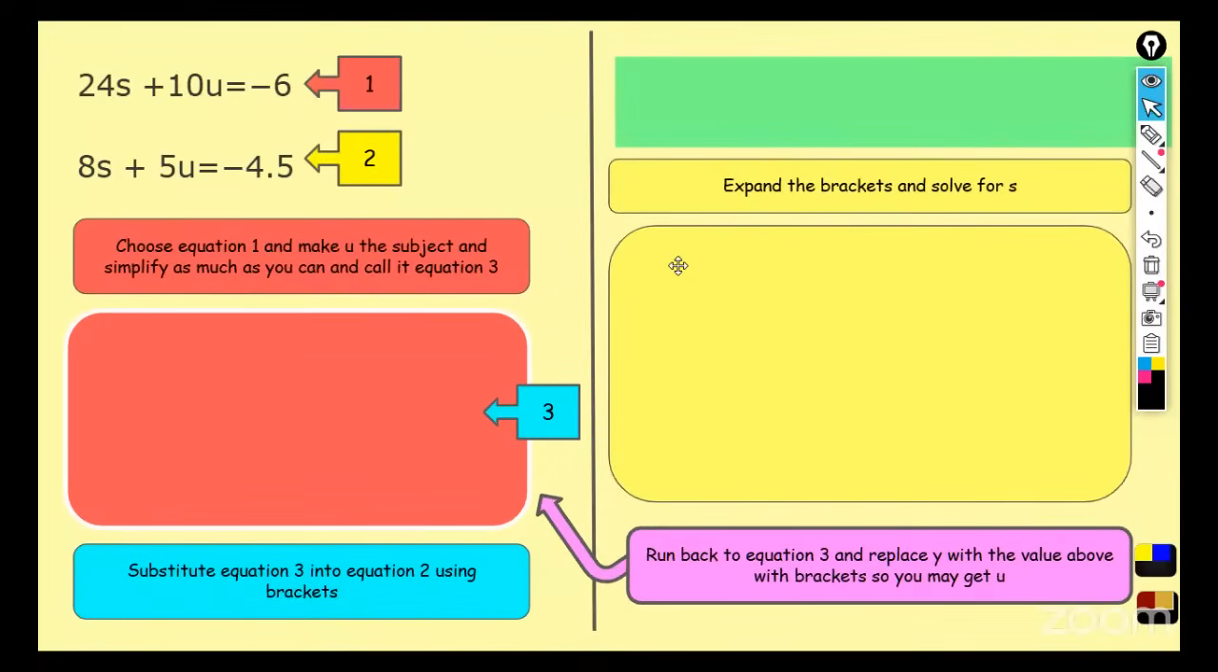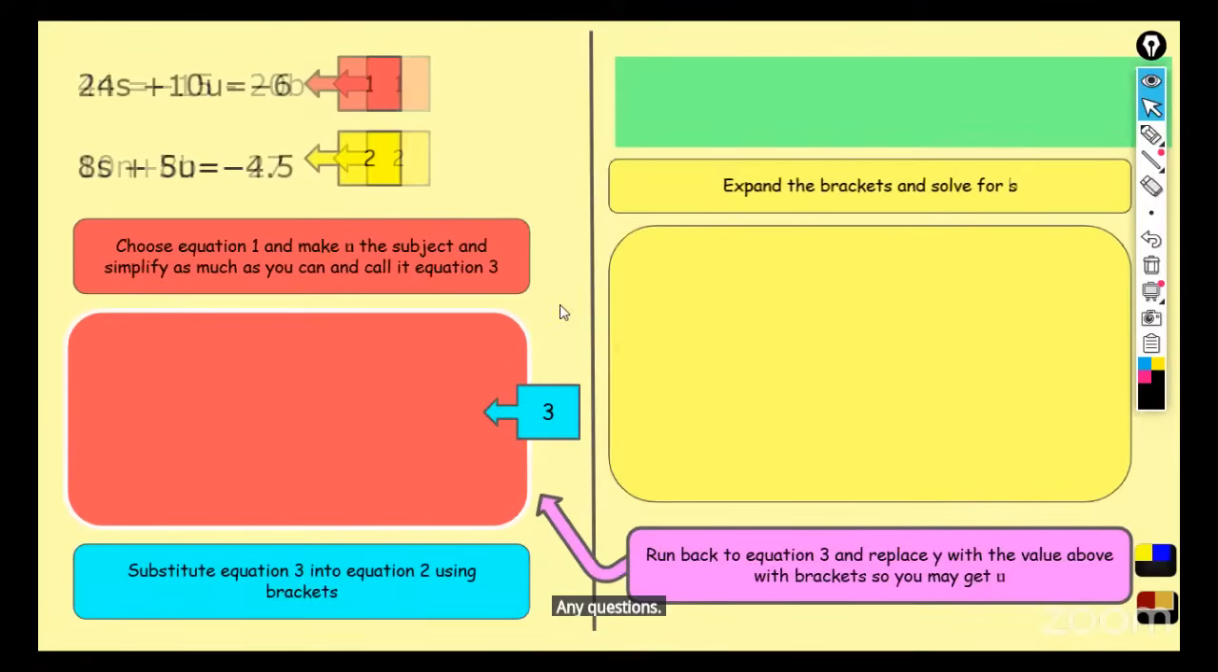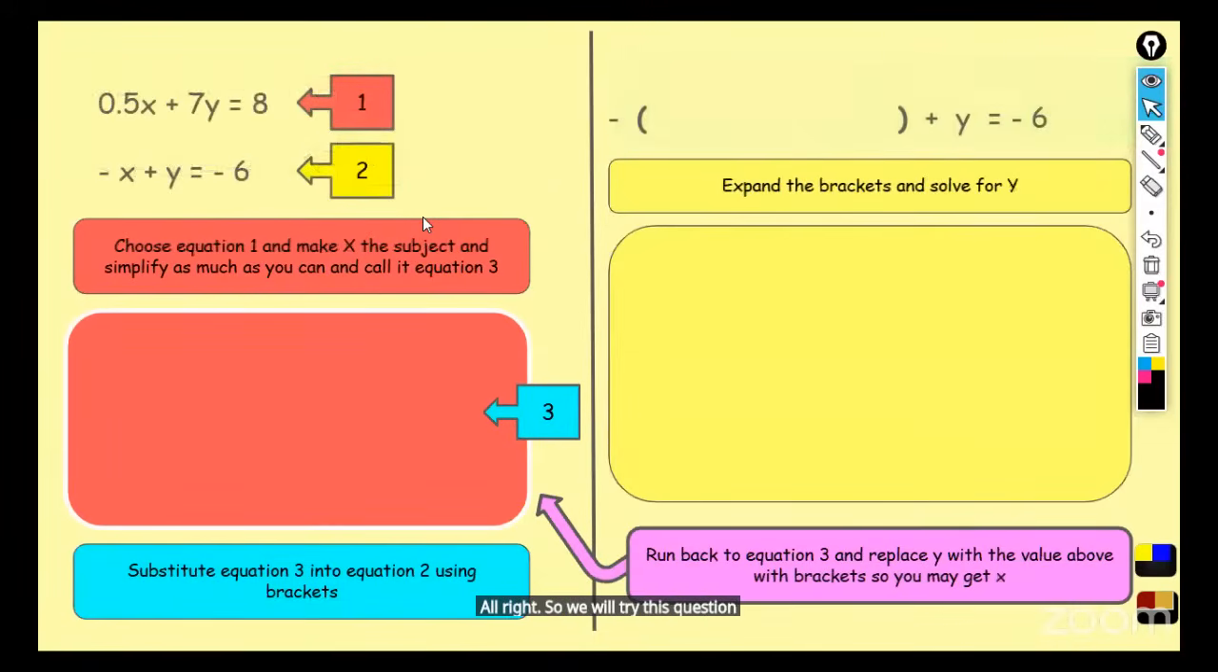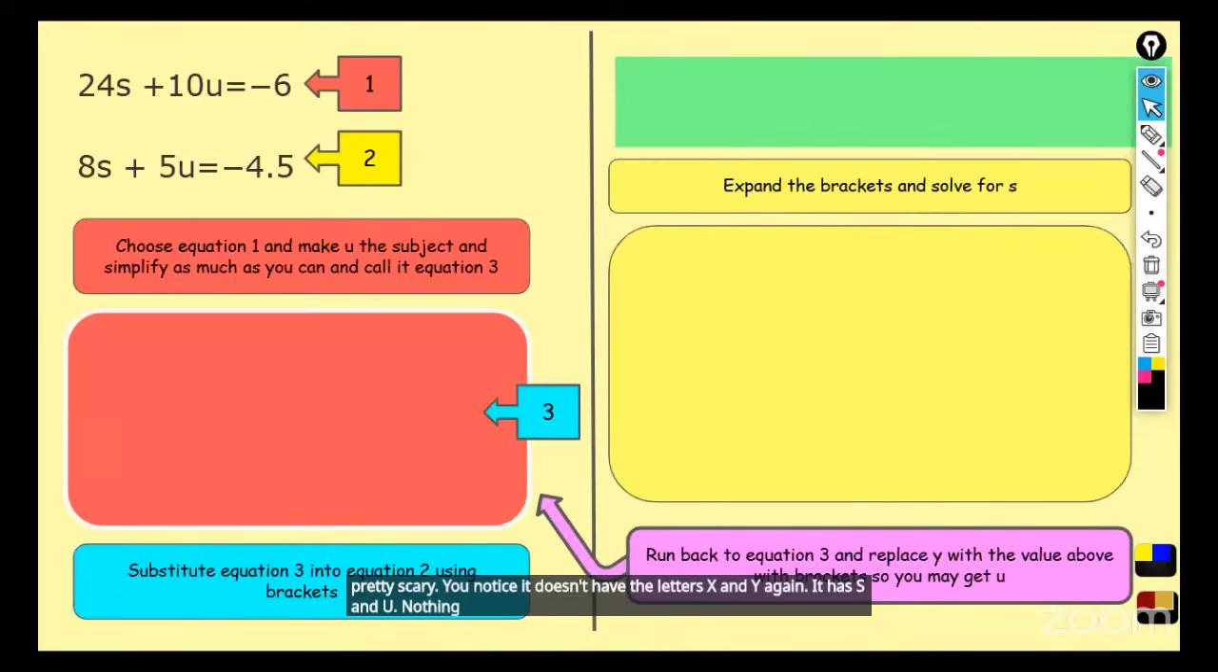All right. So this question here is a little bit too hard, but we will try it, even though it looks pretty scary. You notice it doesn't have the letters X and Y again. It has S and U. Nothing wrong with that. In maths, it doesn't have to be X and Y. It can be A and B. It can be S and U.